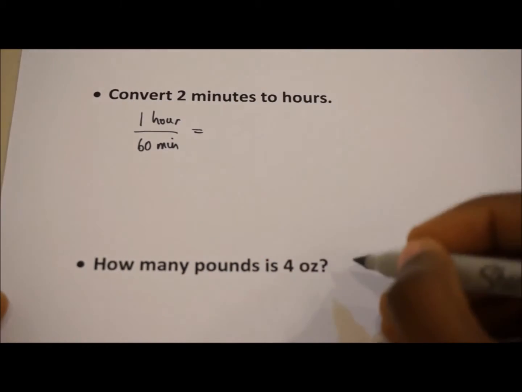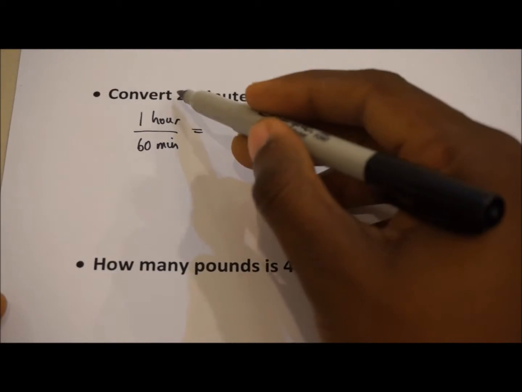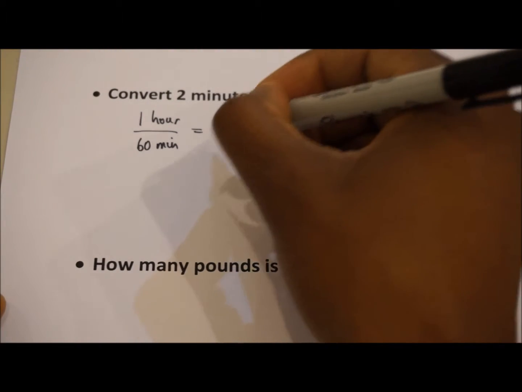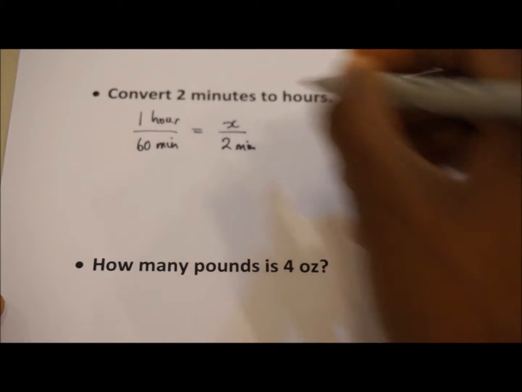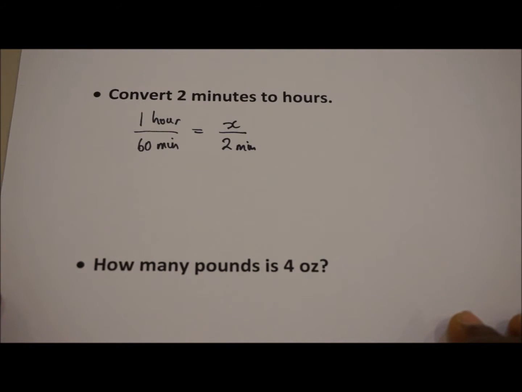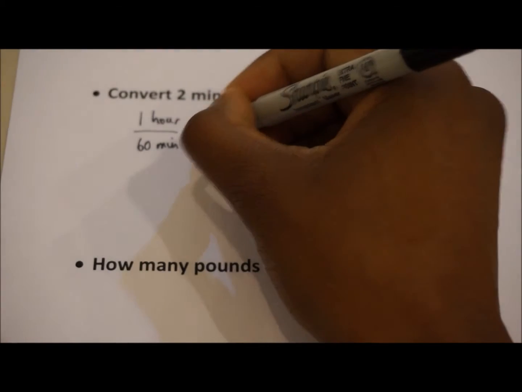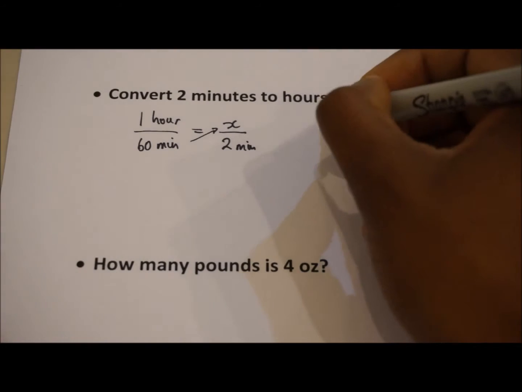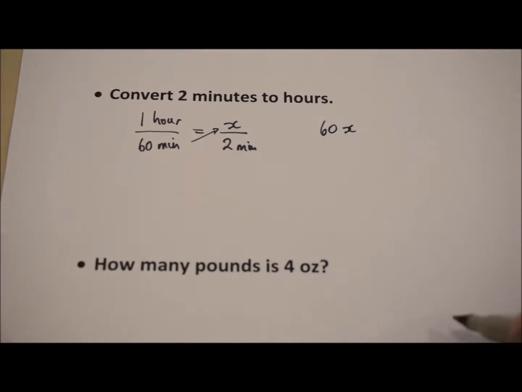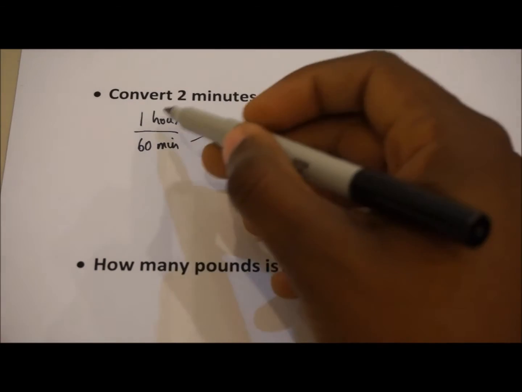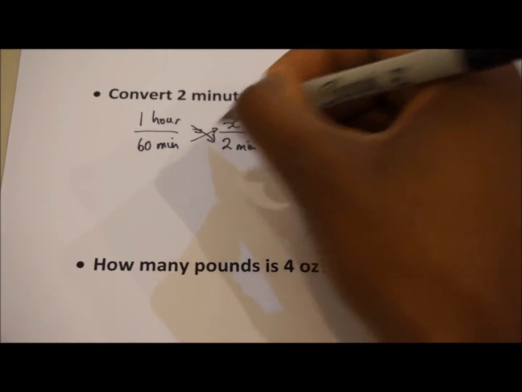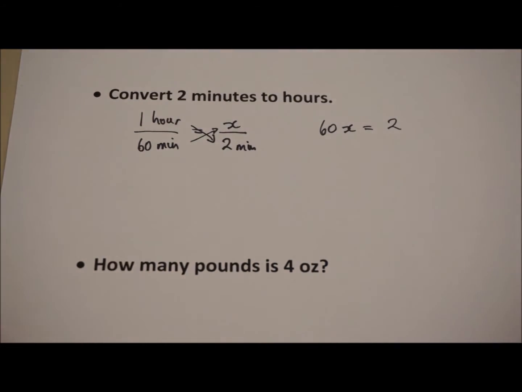This should be equal to, I am given 2 minutes. Therefore, my 2 minutes goes below. 2 minutes is X amount of hours. And from there again I apply my ratio technique, my proportion technique. 60 times X would be 60X. And then 1, I have an equal sign as usual. And then 1 times 2 is 2.